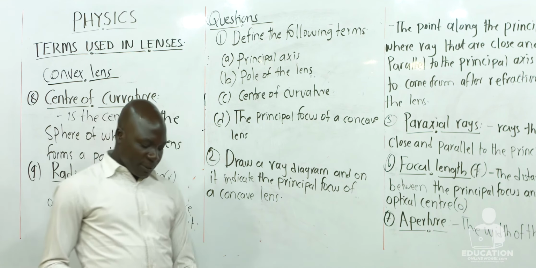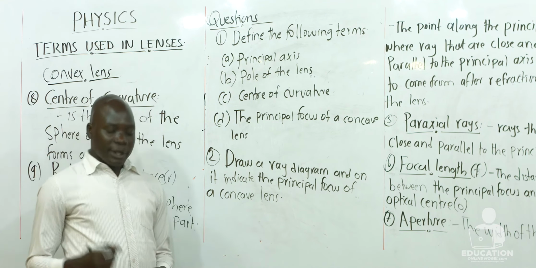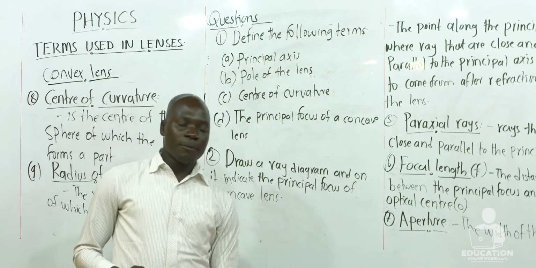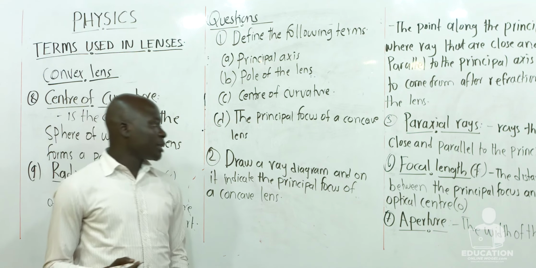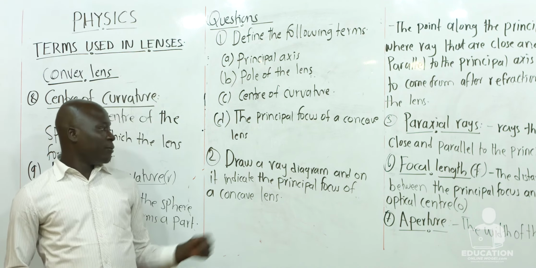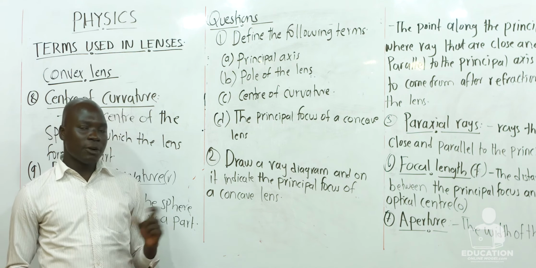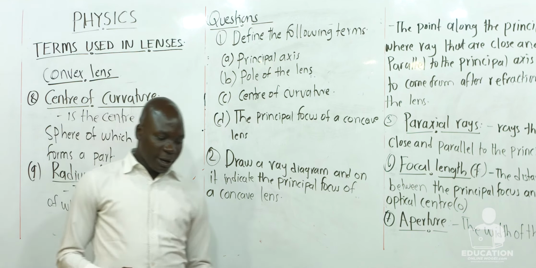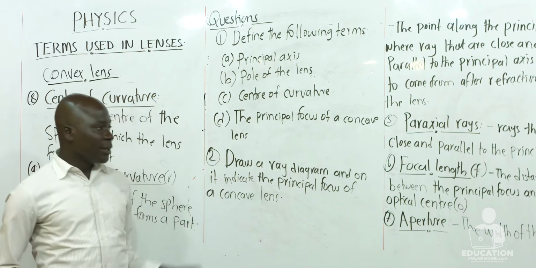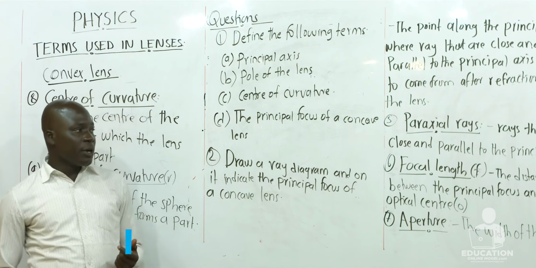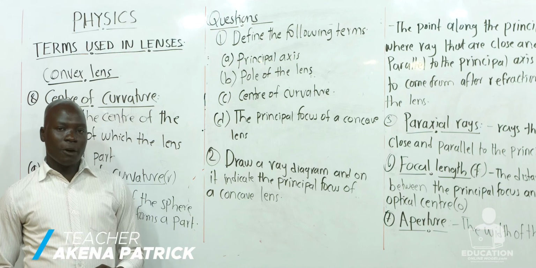Now, dear learners, in the next lesson we shall be looking at ray diagrams and formation of images on the lenses. We shall see the characteristics of the images that will be formed on the two types of lenses, that is the convex and the concave lenses. We shall also find that the nature of the images will always depend on the position of the object.